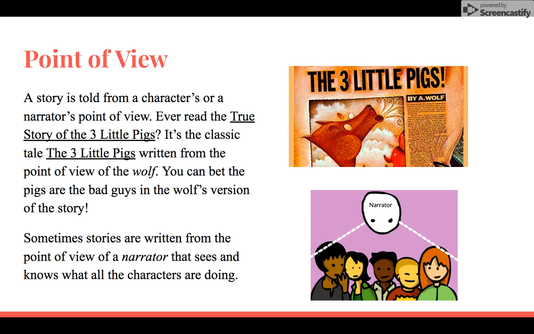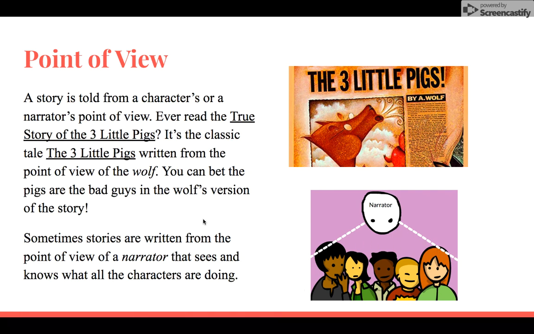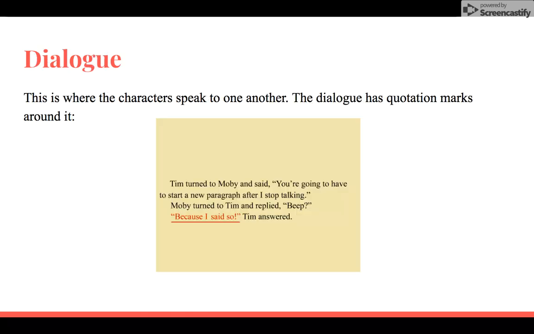So the wolf is not going to say he was a bad guy. He portrays himself as innocent. So it's a fun, different version of the story we know so well. It's a good example of how the point of view really changes the story. Sometimes there's no characters talking. It's the narrator that's describing everything that's going on. And the narrator sees all the characters and all their actions and is just describing it. What's the point of view of the story you chose? That's something you could choose to write about.